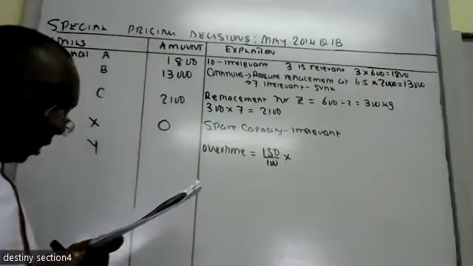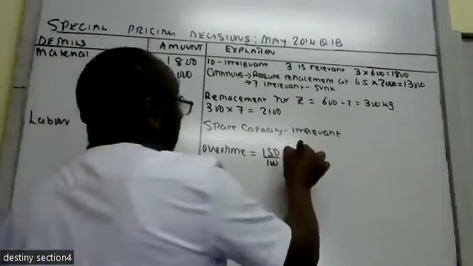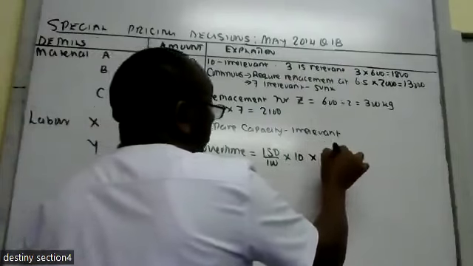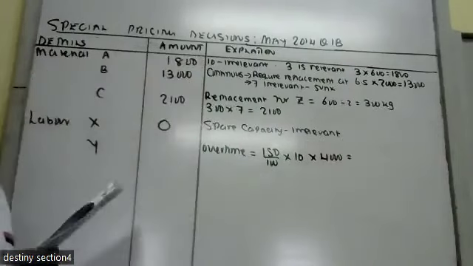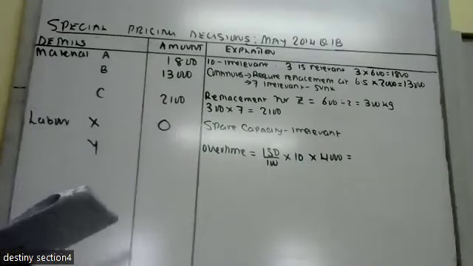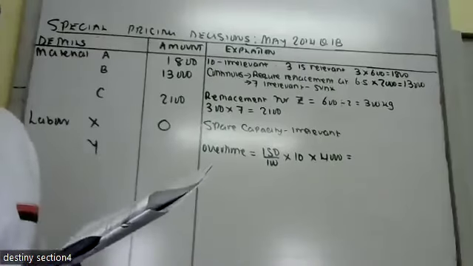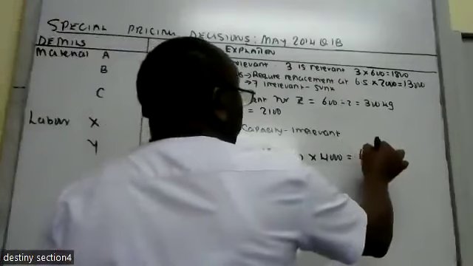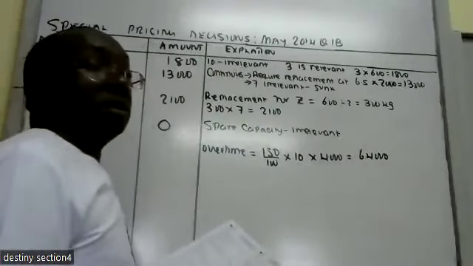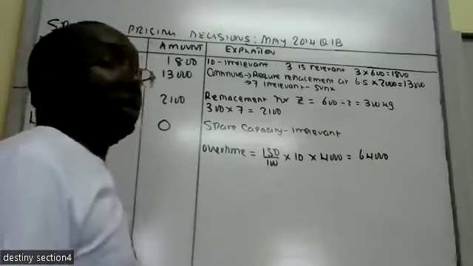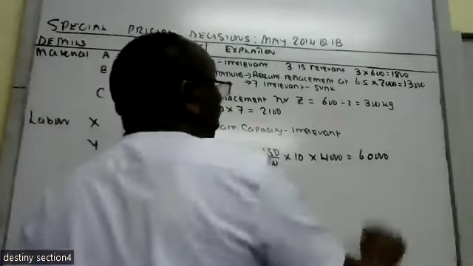And the 150% of 10 bob times the number of hours, 4,000. This is 15 times 4, 60,000.